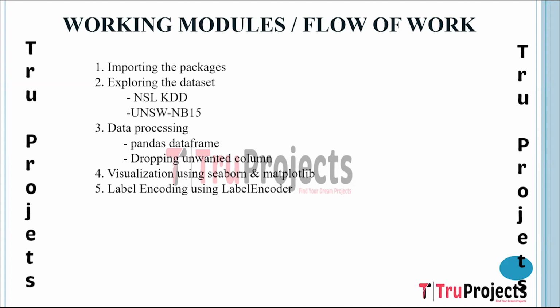Label encoding using label encoder. Categorical variables often need to be converted into numerical format for machine learning models. Label encoding using tools like scikit-learn's label encoder is applied to convert categorical data into numerical representations, making it suitable for model training.